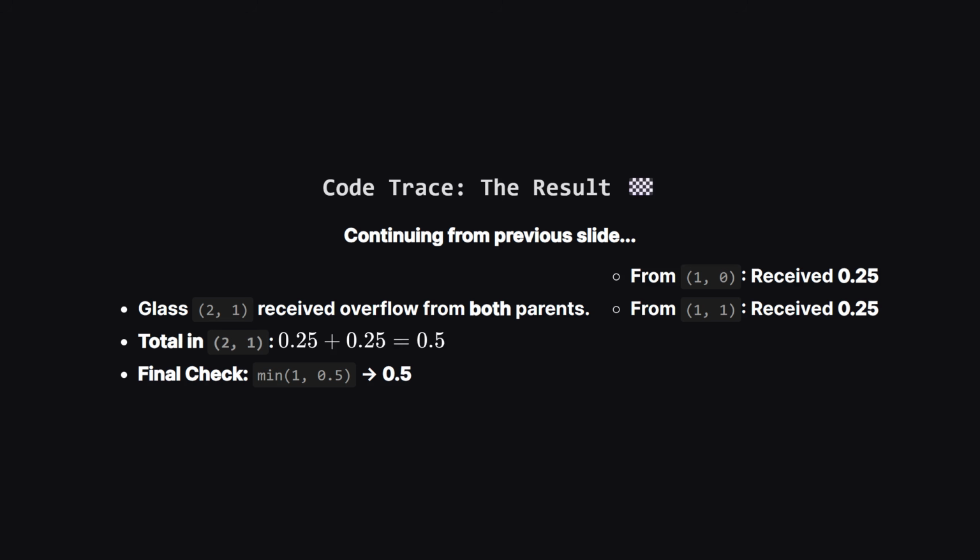Now looking at the target row, row 2. The middle glass at position 1 is special because it sits between the 2 glasses above it. It receives 0.25 from its left parent and another 0.25 from its right parent. We add those together, and the total amount in that glass is 0.5. Since 0.5 is less than 1, that is our final answer. The glass is half full.